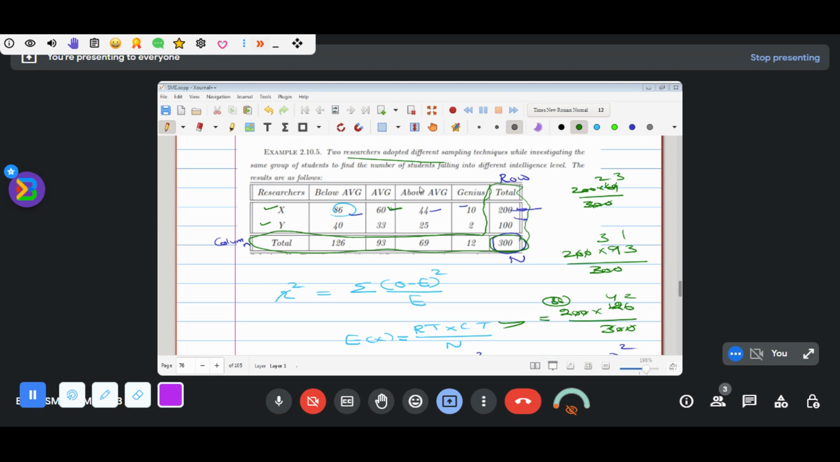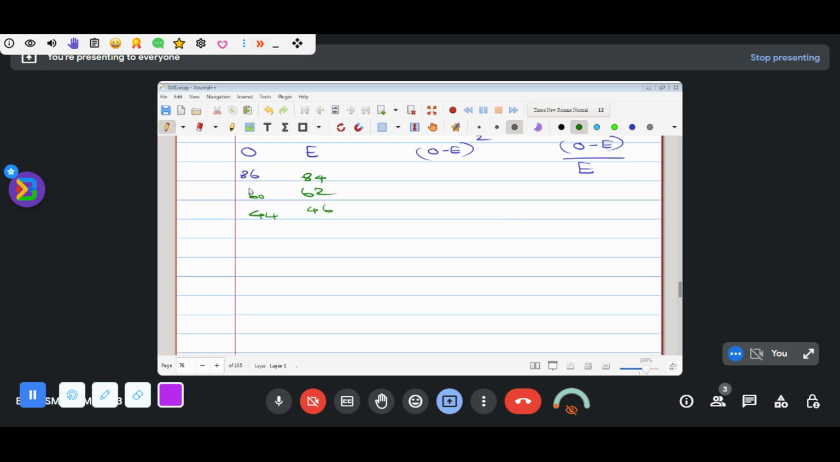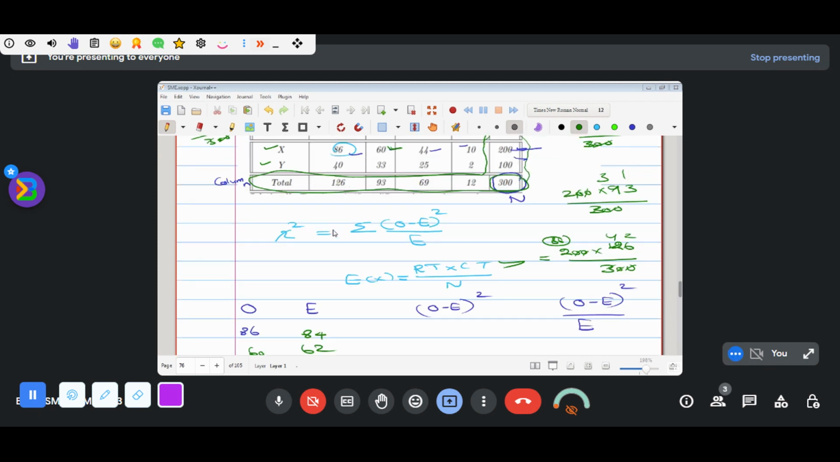Three values are done, and now 10. The expected value is 200 into 12 divided by 300. The double zero is cancelled, 3 goes into 12 four times, and 2 into 4 is 8. Therefore, the expected value corresponding to 10 is 8.